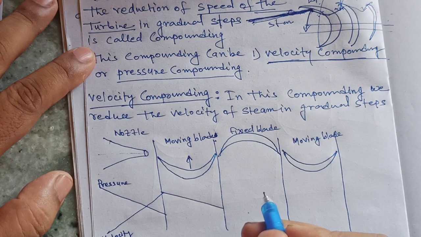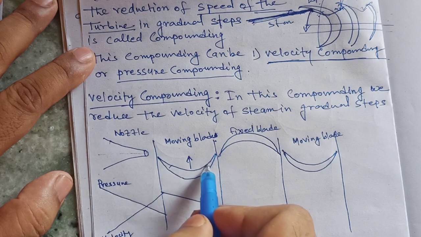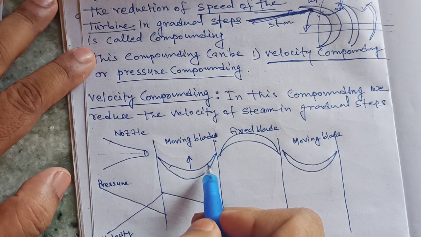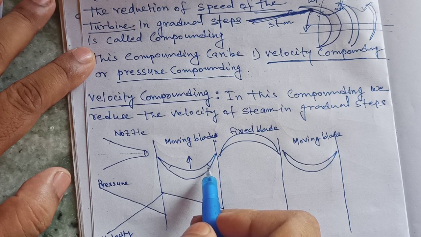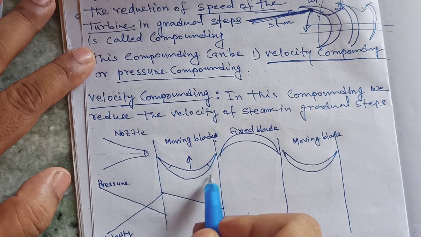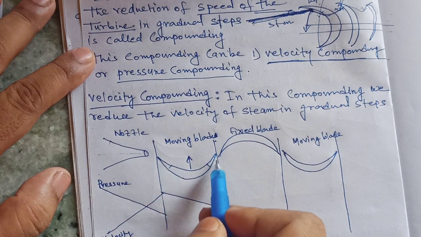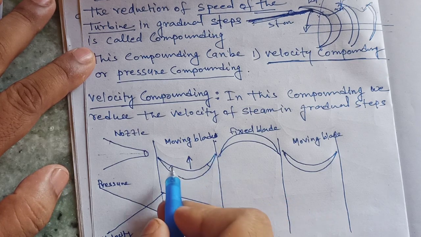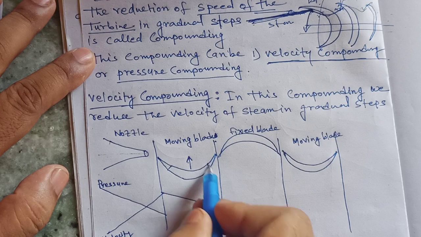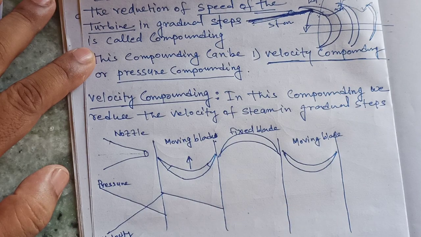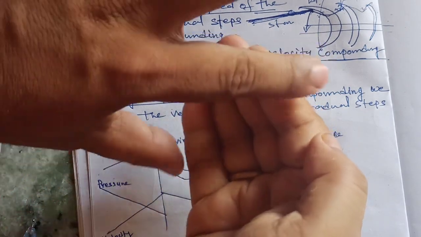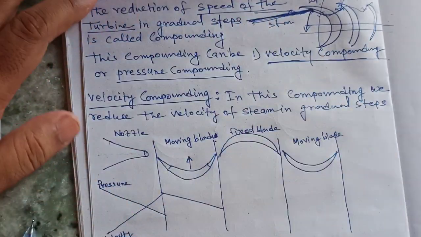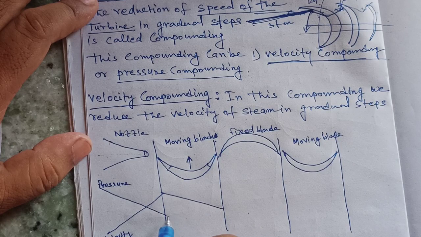And you know the cross section of the moving blade, when it is an impulse turbine, this blade is half-moon like that, so the cross section will be the same. That means this cross section and this cross section will be the same. Therefore, the pressure will remain constant.